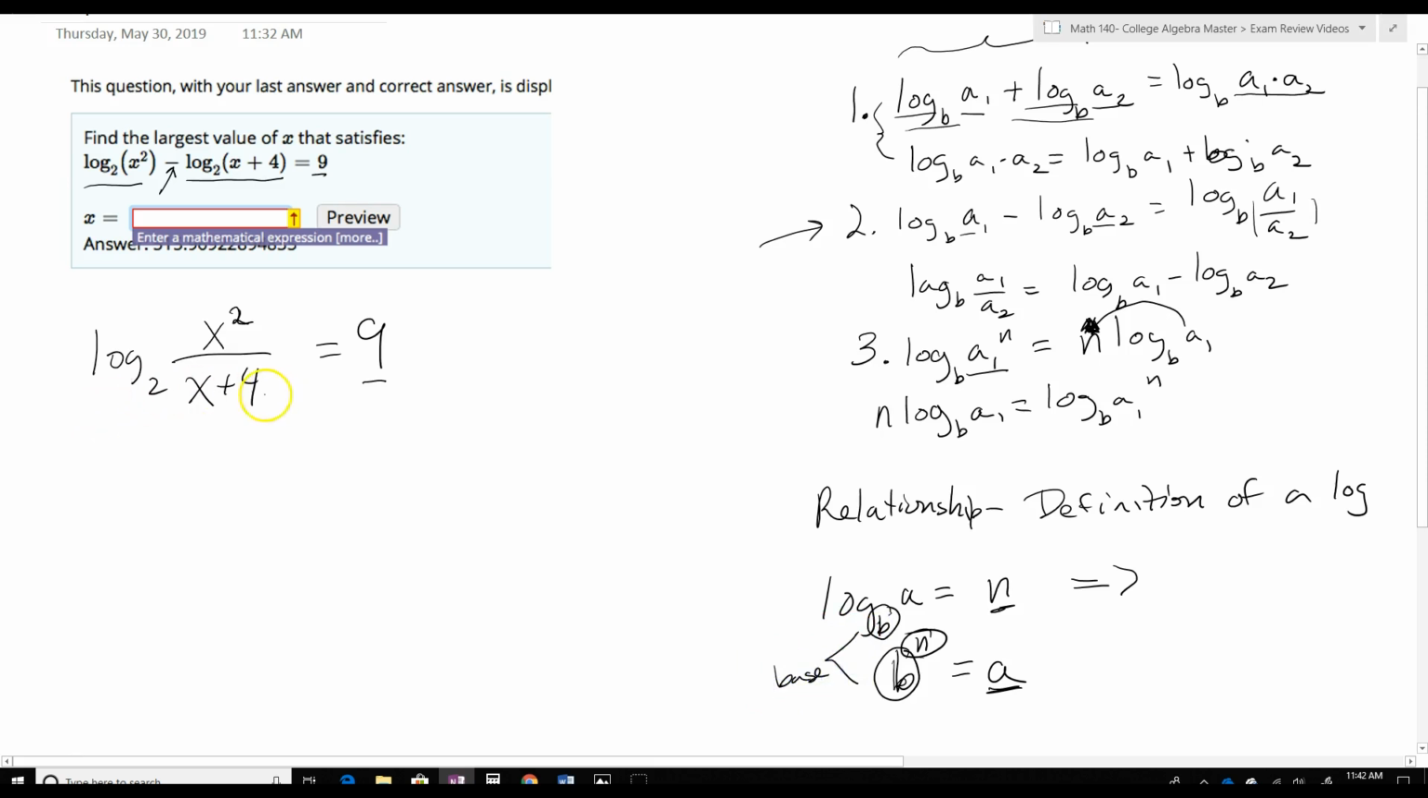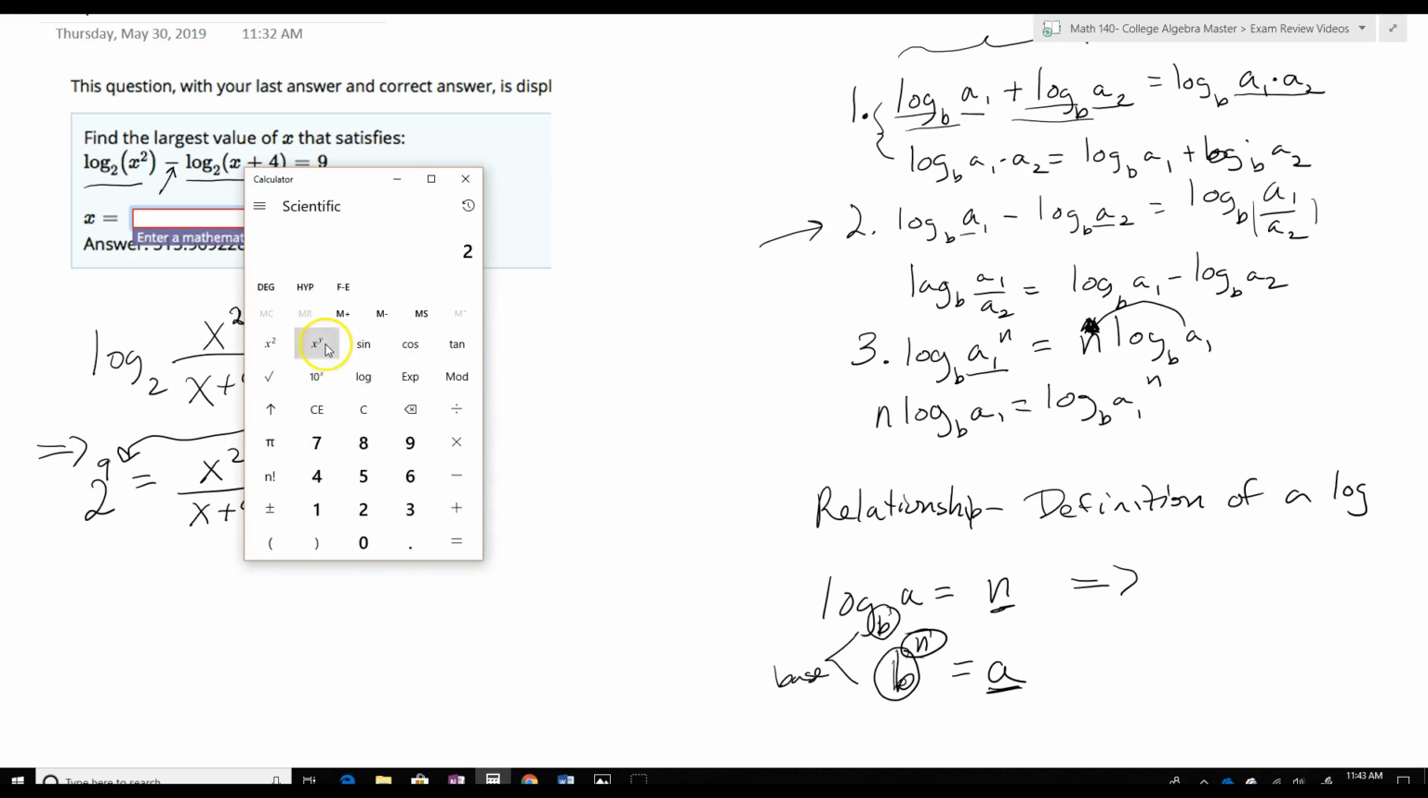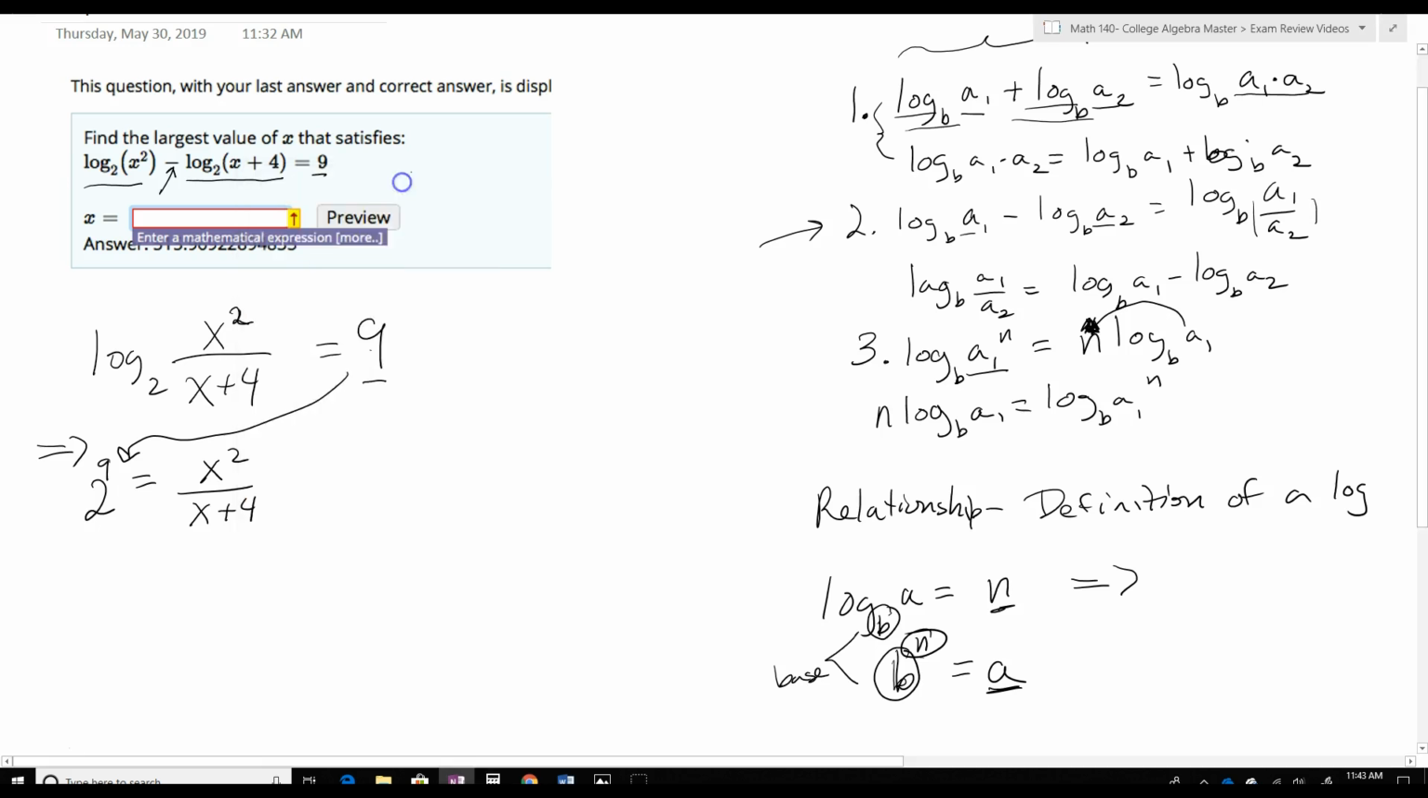So what I do there then is that means that in this case it's going to be 2, and you notice this is now going to be 2 to the 9 is going to equal x squared over x plus 4. Okay? We'll figure out what 2 to the 9th is. So that's 512. So this is now 512 equals x squared over x plus 4.